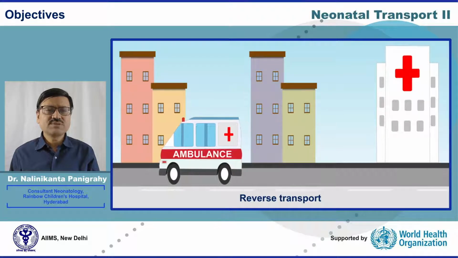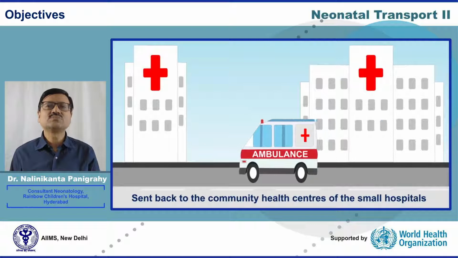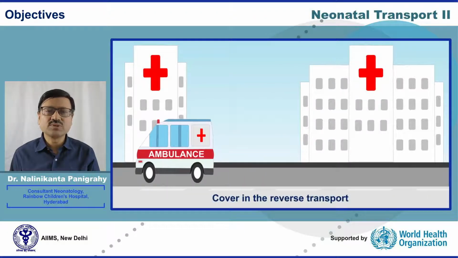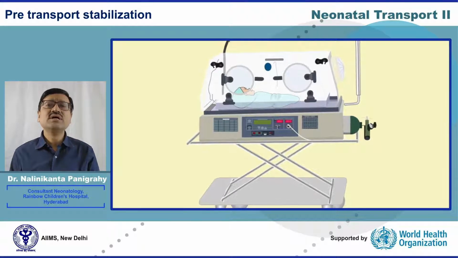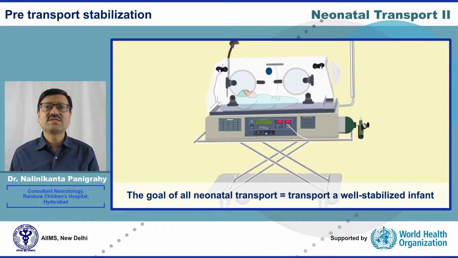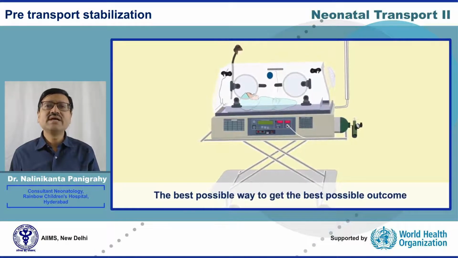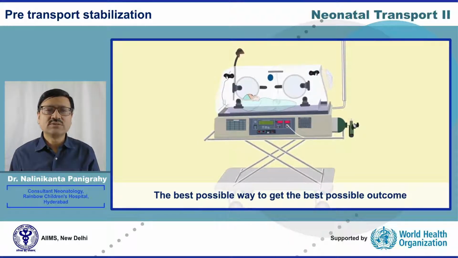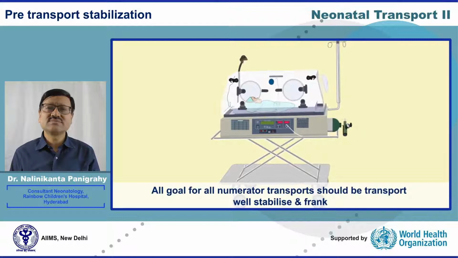After stabilization of the baby in a tertiary level hospital, we will send back to the community health centers or the smaller hospitals; that will be covered in the reverse transport. So coming to the pre-transport stabilization, which is very, very important, because the transport goal should not be just transferring a baby or infant from one facility to another facility. It should be done in the best possible way to get the best possible outcome. So the goal of all our neonatal transport should be transport of a well-stabilized infant.